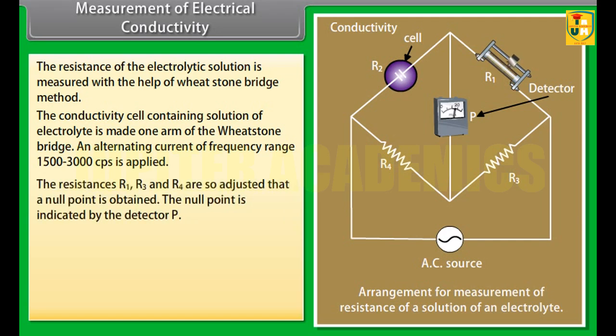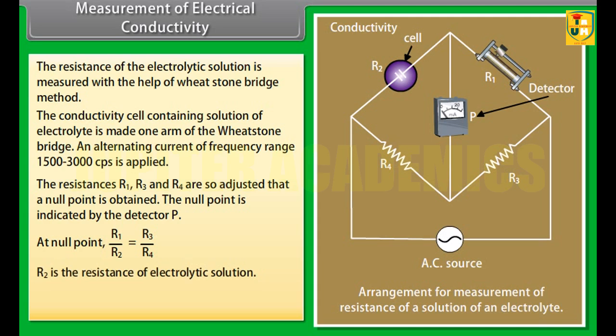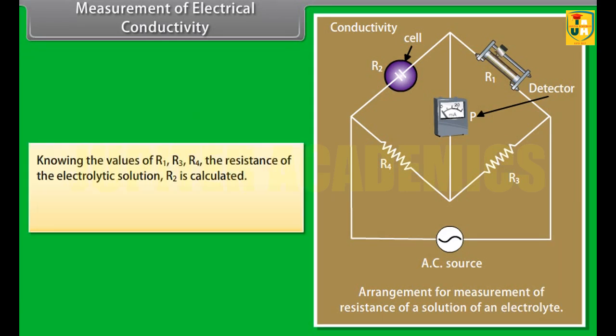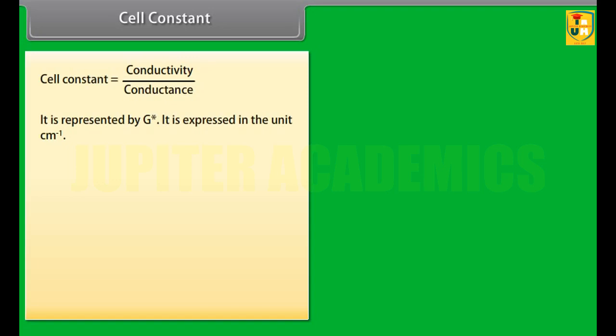The resistances R1, R3 and R4 are so adjusted that a null point is obtained. The null point is indicated by the detector P. At null point, R1 upon R2 is equal to R3 upon R4. R2 is the resistance of electrolytic solution. R2 is equal to R1 multiplied by R4 divided by R3. Knowing the values of R1, R3, R4, the resistance of the electrolytic solution R2 is calculated. The reciprocal of R2 gives the conductance of the solution. Cell constant. Cell constant is equal to conductivity upon conductance.